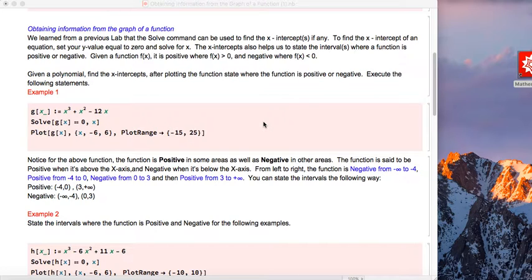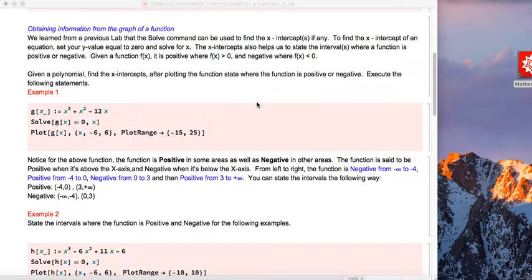Obtaining information from the graph of a function. We learned from a previous lab that the solve command can be used to find the x-intercepts if there are any. To find the x-intercept of an equation, set your y value equal to 0 and solve for x. The intercepts also help us to state the intervals where a function is positive or negative. Given a function f(x), it is positive where f(x) is greater than 0 and negative where f(x) is smaller than 0.